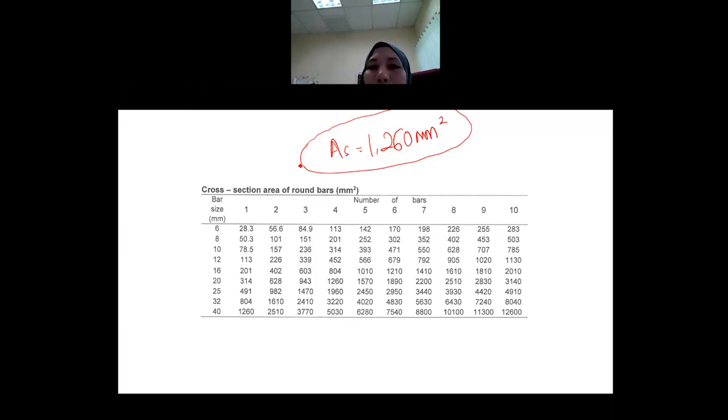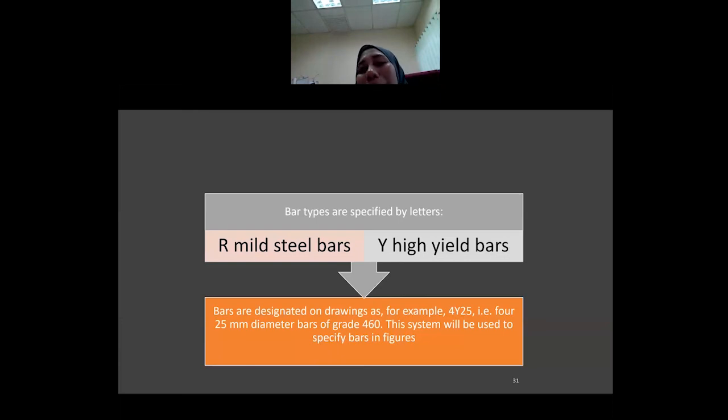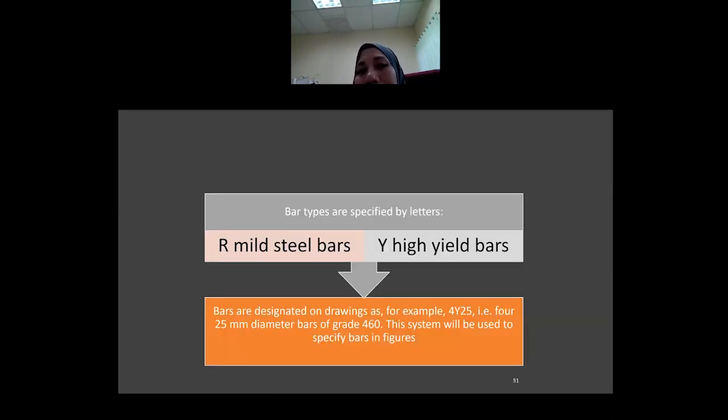So if you still remember, tadi I cakap miles still kita pakai R. Saya tak cakap. Oh, dekat sebelah sini. Okay, tak apa, kita tinggal dulu benda ni. Kita pergi sini. So, if you still remember, tadi I cakap pasal mild steel and high yield bar. Okay, atau high yield steel. So, R kita panggil untuk mild steel.